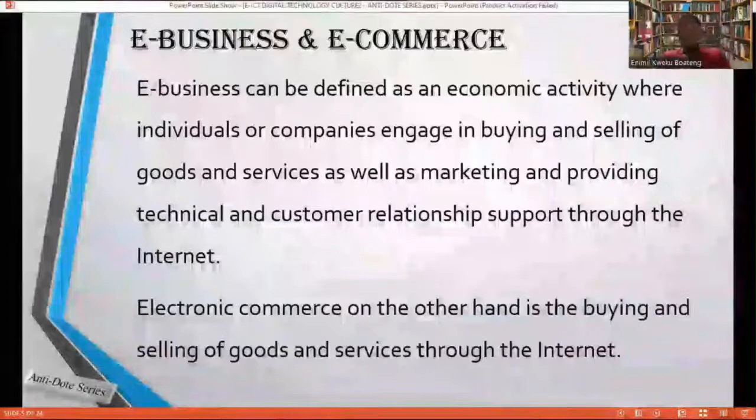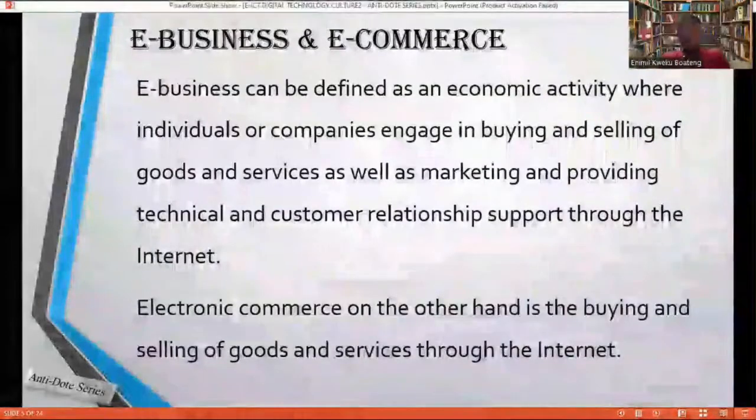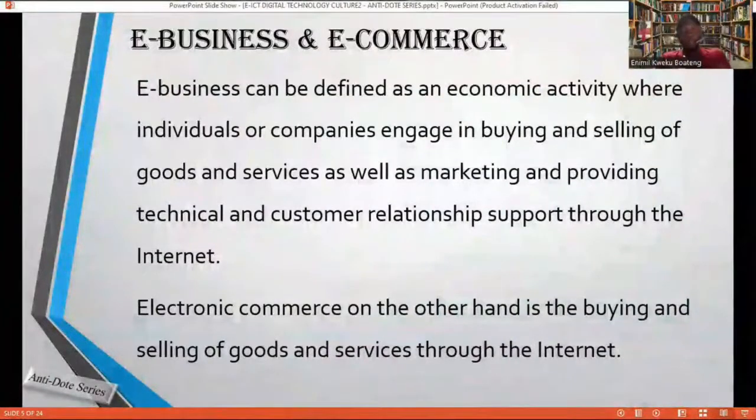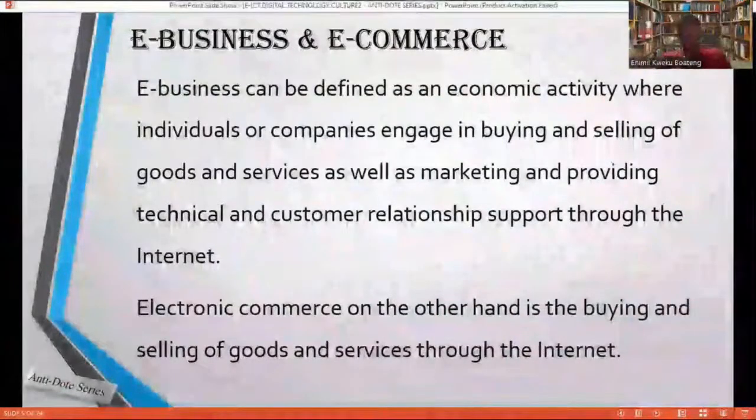So when you look at that, that is what customer relationship support is. You've been assisted in what you came in to do. That is customer relationship support.